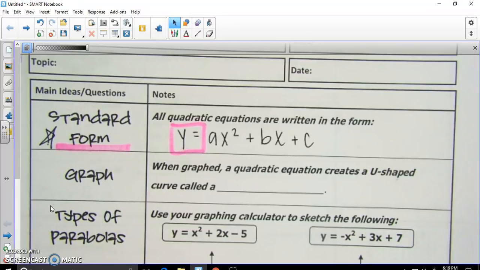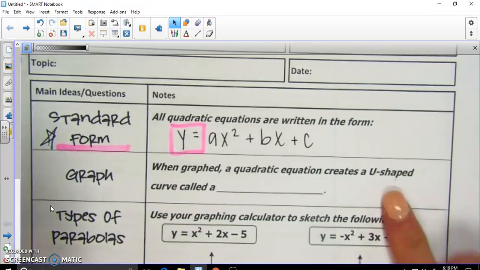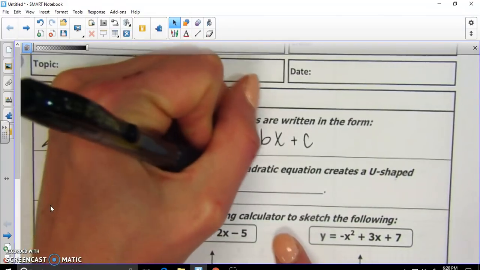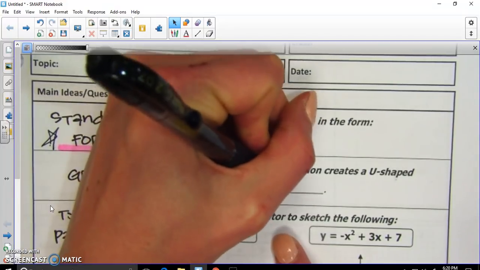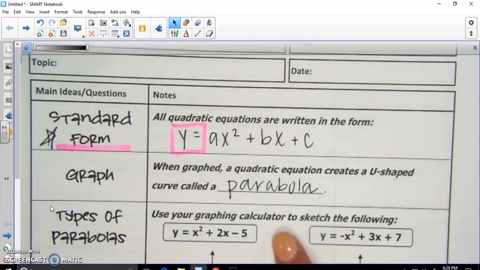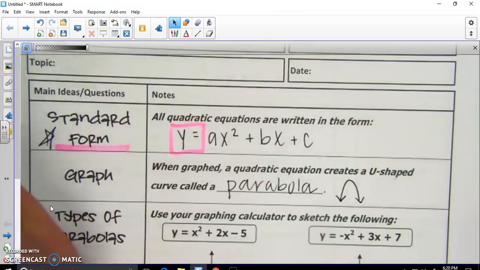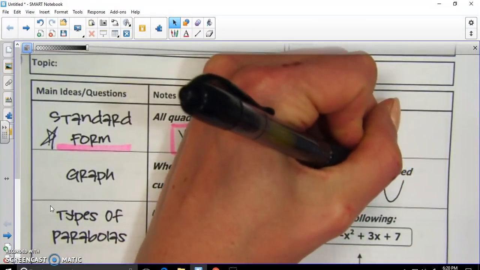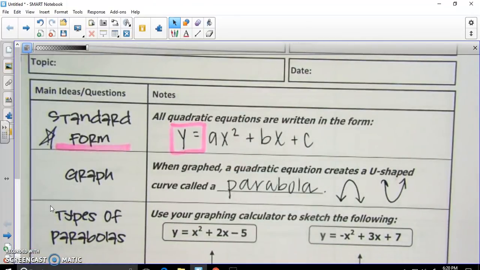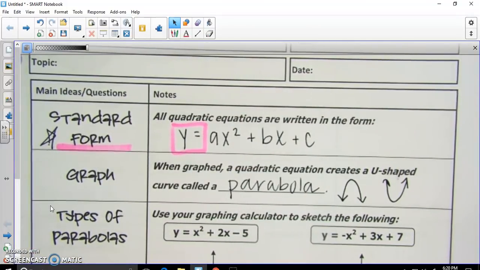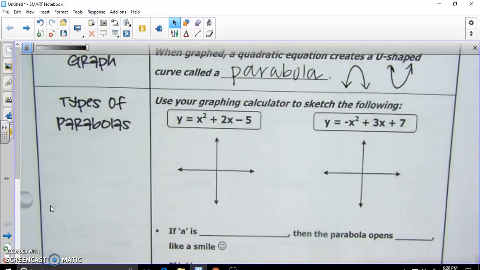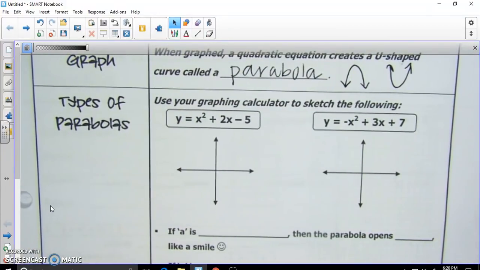So when we're graphing a quadratic equation, it creates a U-shaped curve, and we call this a parabola. So it's not going to create a straight line. It's going to look something like that, or maybe something like this. So it's not a linear equation, it's a quadratic equation. There's a couple types of parabolas. So when we're graphing our equations, we can see these in our calculator.